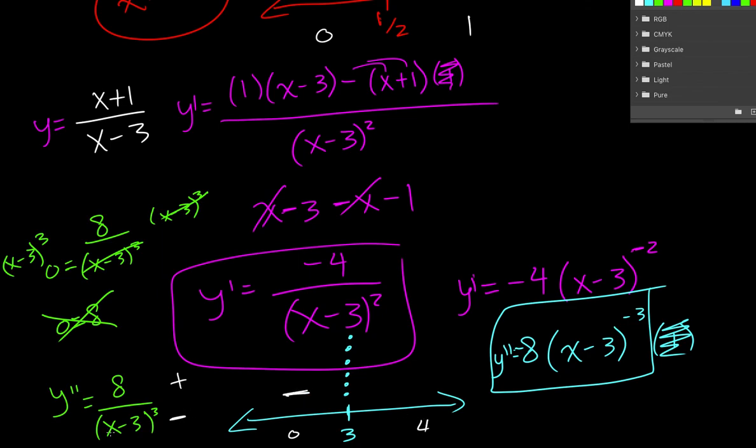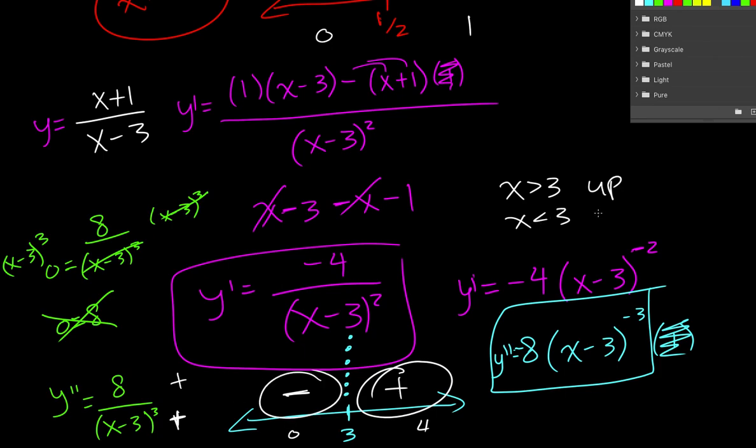And then if we plug in a 4, that's going to be a positive. Cube a positive, it's still positive. Positive divided by positive is positive. And so this is what we have going on. Now if x is greater than 3, that's going to tell us concave up, because that's positive. And if x is less than 3, we get negative, and so we say concave down.